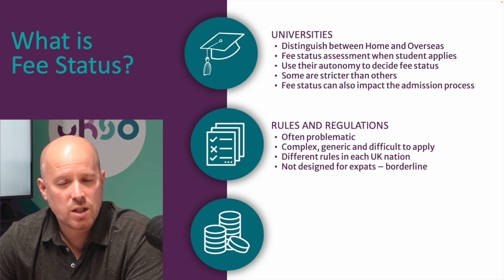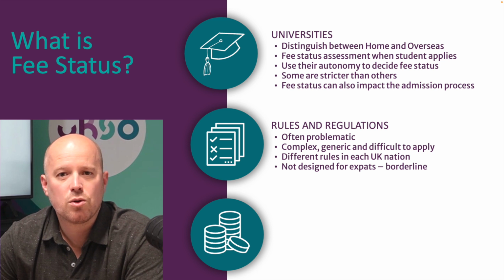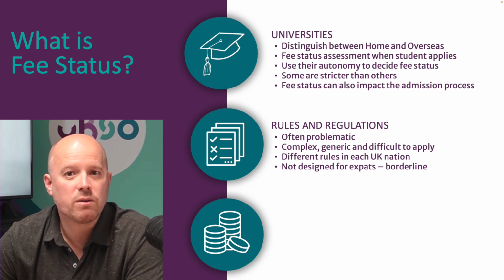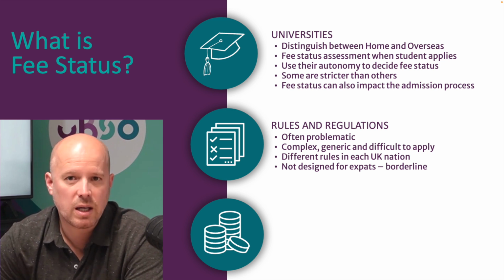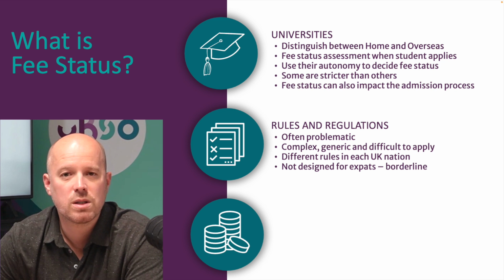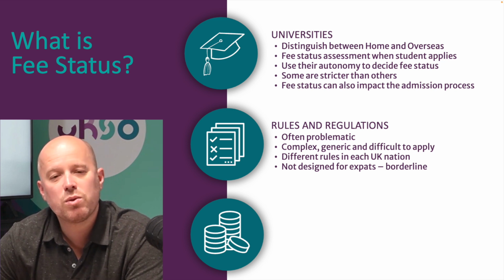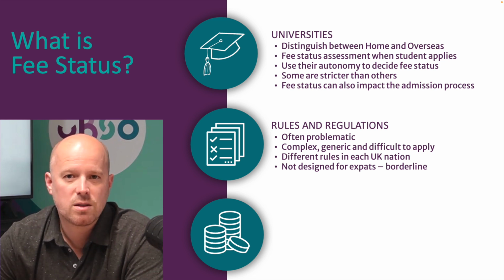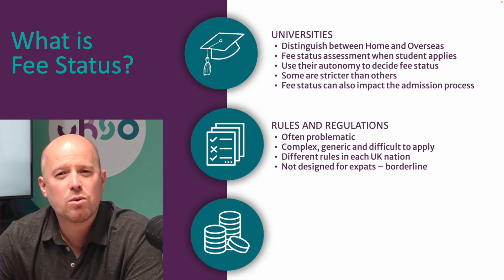They are very generic, very difficult to apply, especially when it comes to cases where people may be moving to the UK or leaving the UK, or they may have spent a period of time living outside of the UK before they start their university course, because the rules have a lot of grey areas where universities need to make their own judgment and use their discretion. And it could be for people in these circumstances that the fee status outcome can be very unpredictable. It could also be inconsistent.